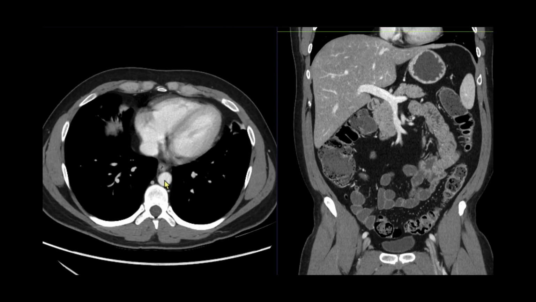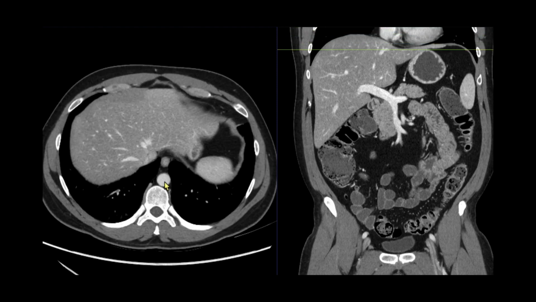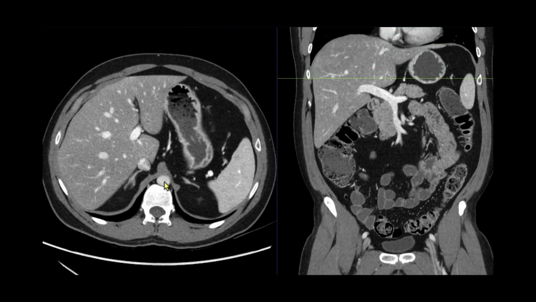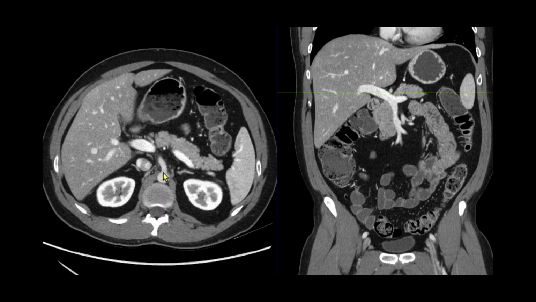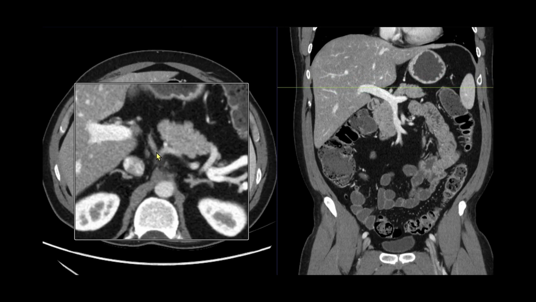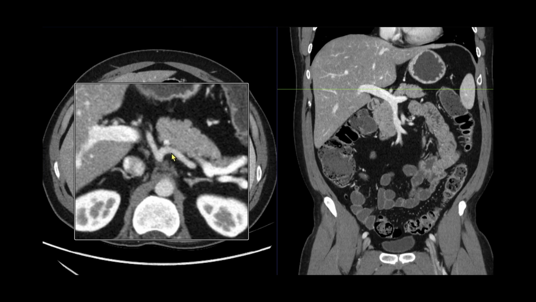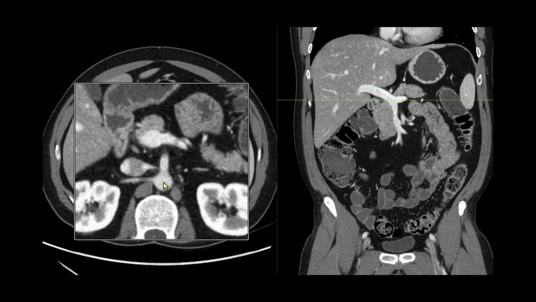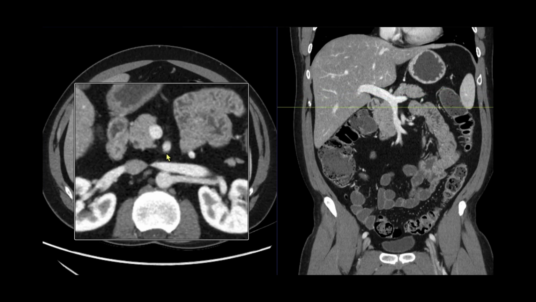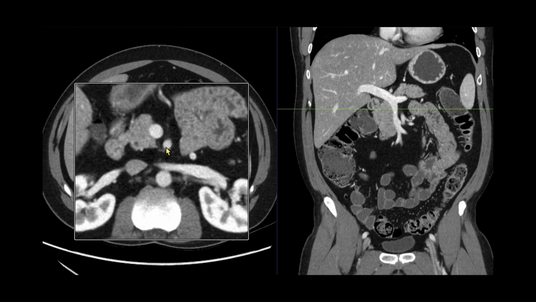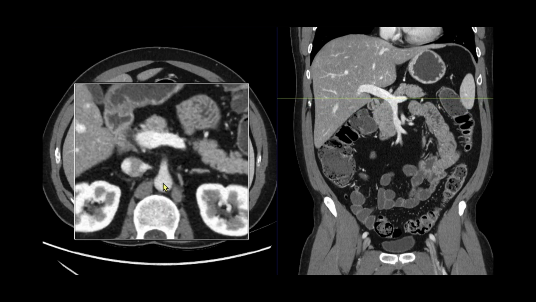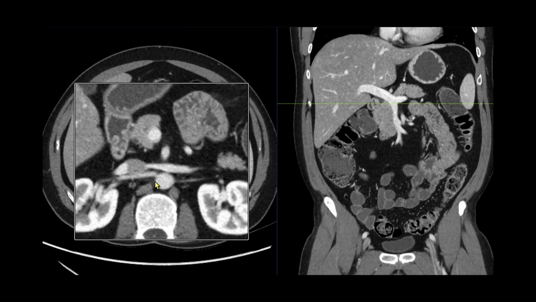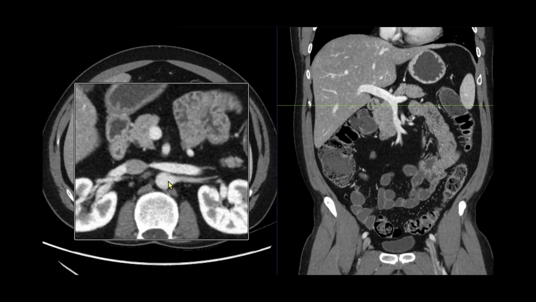We'll start with the distal thoracic aorta in the lower chest, past the diaphragm, to the first major branch, the celiac axis, which splits into the common hepatic and splenic arteries. The next major branch is the superior mesenteric artery, which supplies the small bowel and right colon. Back to the abdominal aorta, the next major branches are the renal arteries supplying the right and left kidneys.